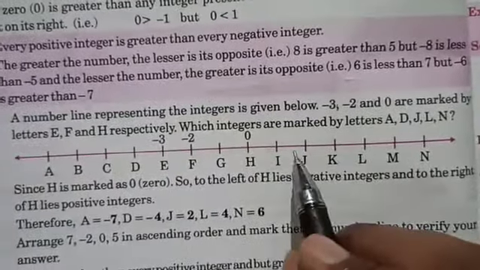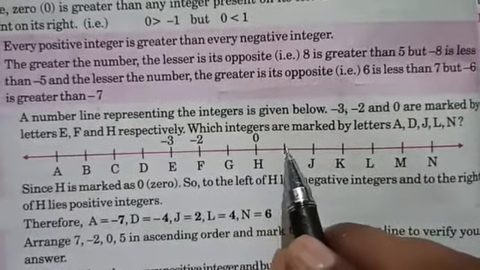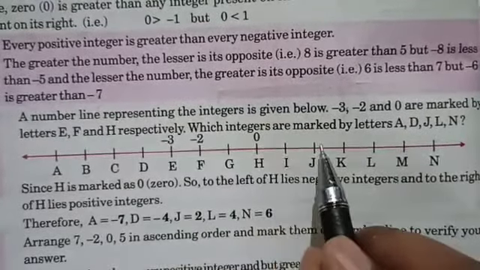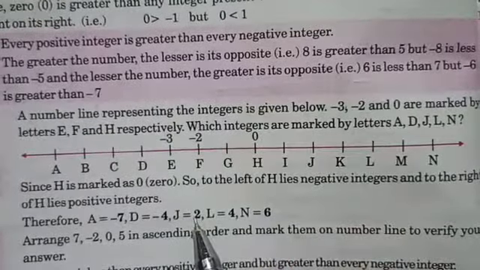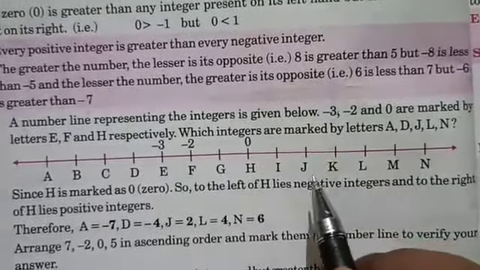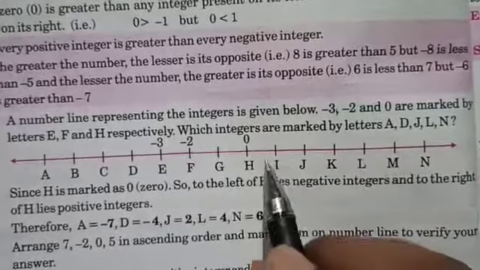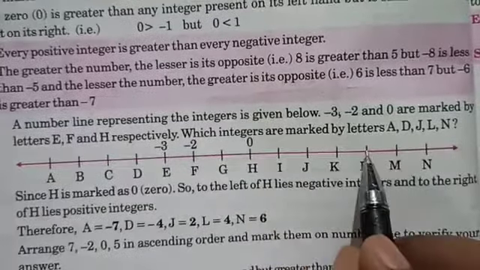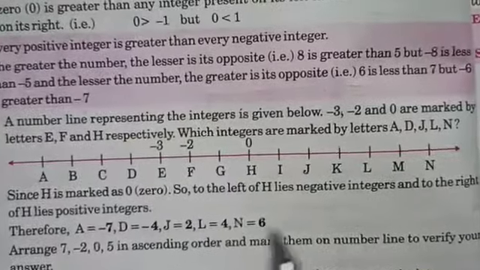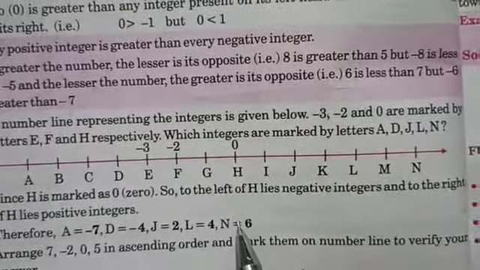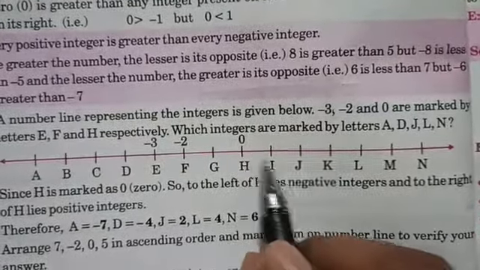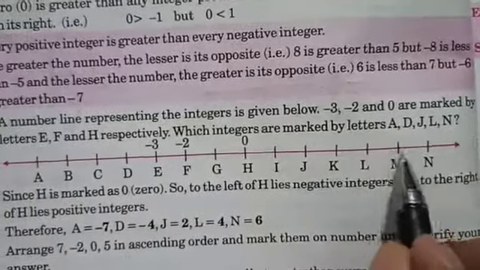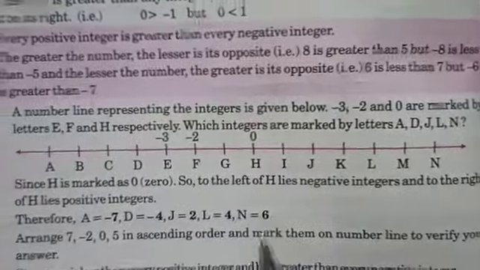J here: 0, 1, 2. So J is equal to 2. Then now we have to find out L: 1, 2, 3, 4. So L is equal to 4. And now we have to find out the value of N: 1, 2, 3, 4, 5, 6. N is equal to 6.